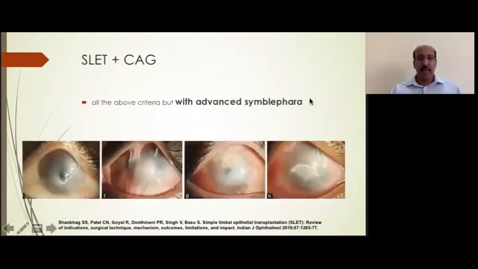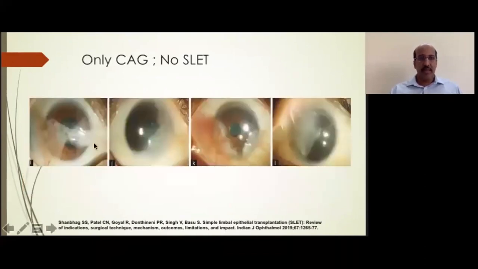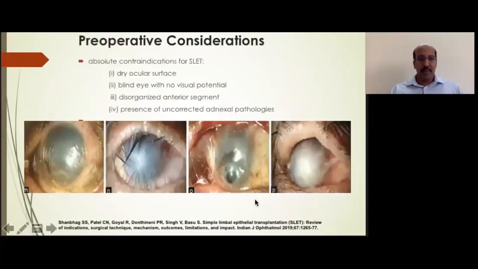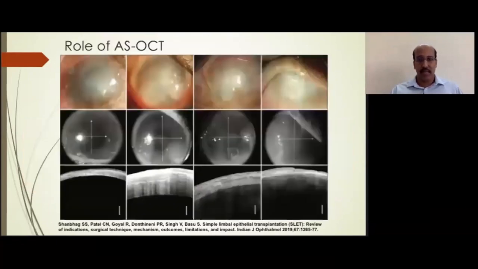If the symblepharon is large, then SLET alone may not help, and you will have to add a conjunctival autograft along with SLET. In cases of partial limbal stem cell deficiency, large pterygiums, or bilateral pterygiums, it can be managed with a conjunctival autograft. There is no need for SLET in such cases. Whenever there is a dry ocular surface, blind eye, disorganized anterior segment, or lid pathology, these are absolute contraindications for SLET. You may have to consider other procedures.